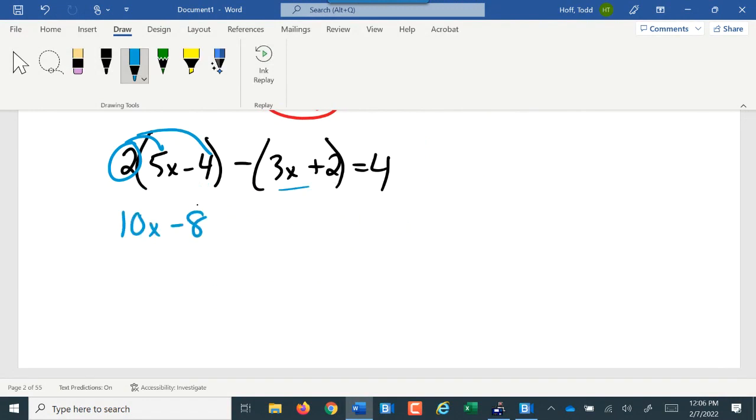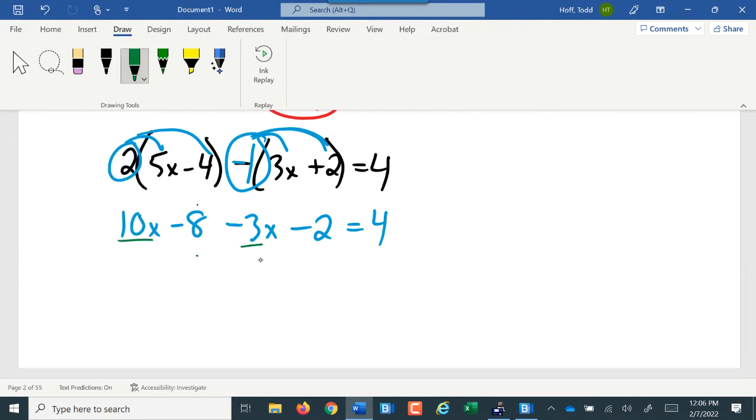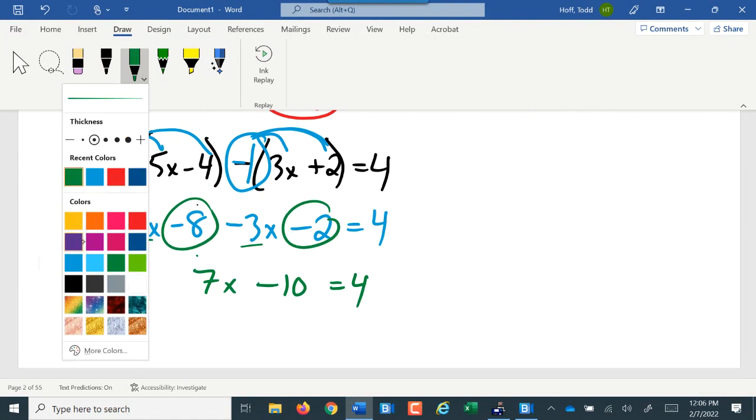Second parentheses, nothing to do inside there. Again, it appears that there's nothing to do outside, but that minus in front is really a -1. We have to multiply that parentheses by a -1. So -1 times 3x is -3x. -1 times 2 is a -2. Still equals 4. We'll combine 10x and -3x is 7x. -8 and -2 is a -10. Still just the 4 on the right side.